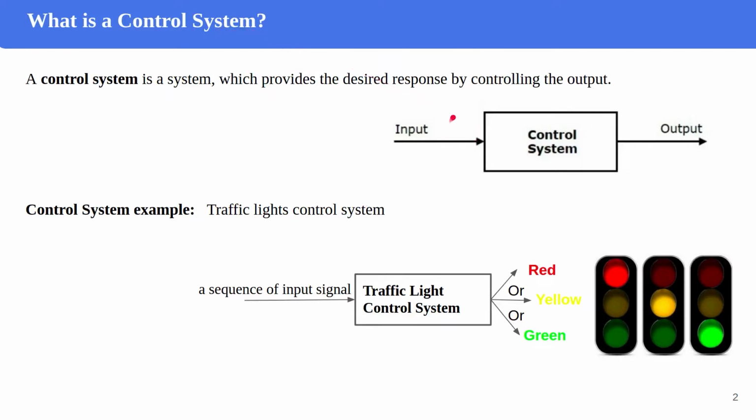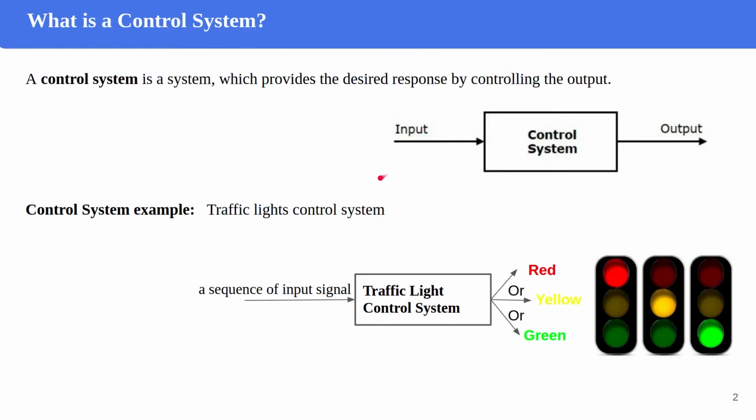As you see in the single block diagram here, a control system is a system that can provide the desired response by controlling the output. Actually, the output is controlled by varying the input. I'll explain how to vary this input in order to get the desired response in the next slides.